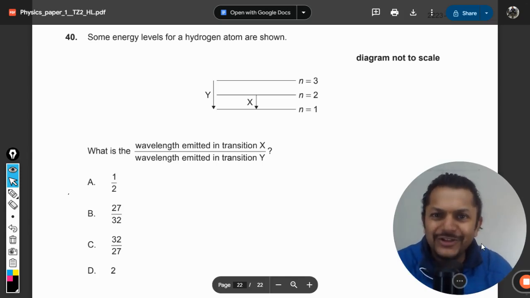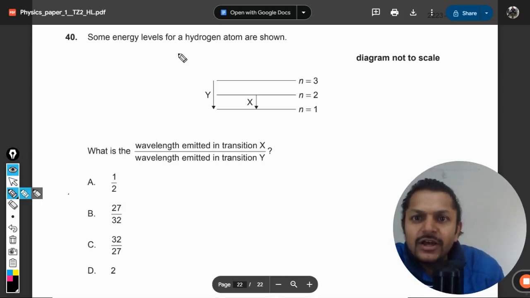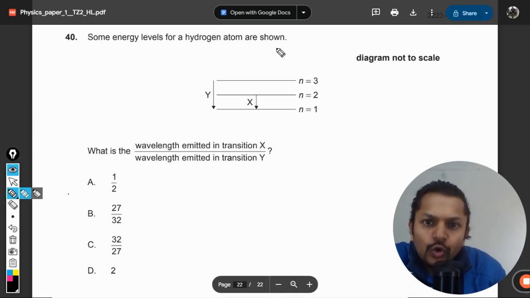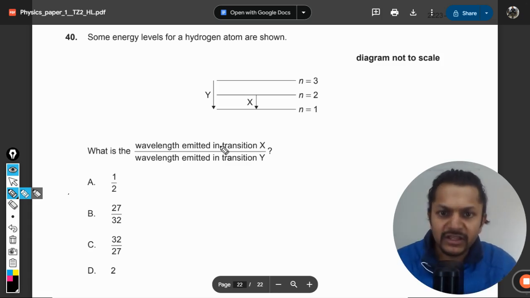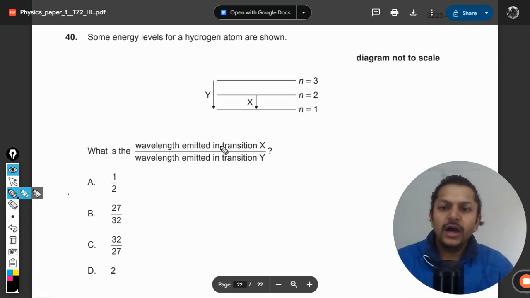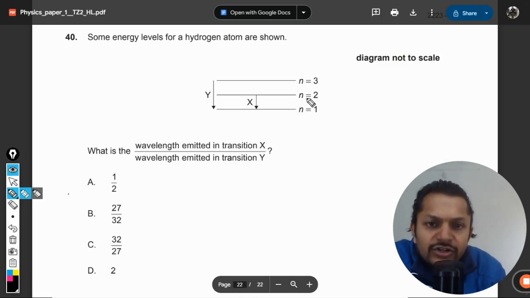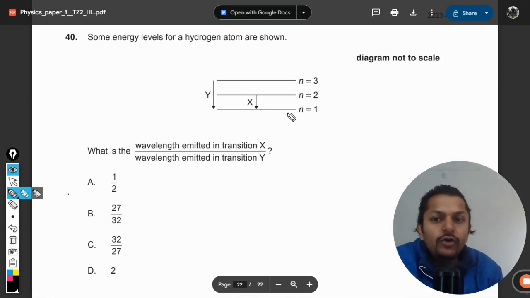Okay, so let's see what is there in this question. Some energy levels for a hydrogen atom are shown. What is the ratio of wavelength emitted in the transition X divided by the wavelength emitted in the transition Y? Okay, so in transition X, the electron is going from 2 to 1, and for Y, it is going from 3 to 1. So we want to find the wavelength.